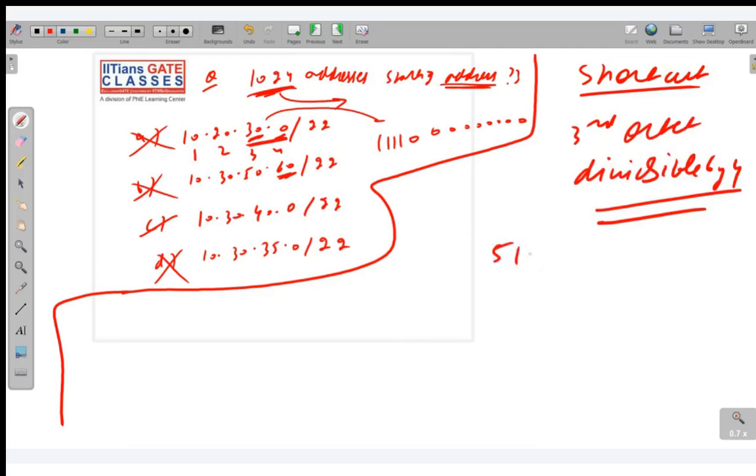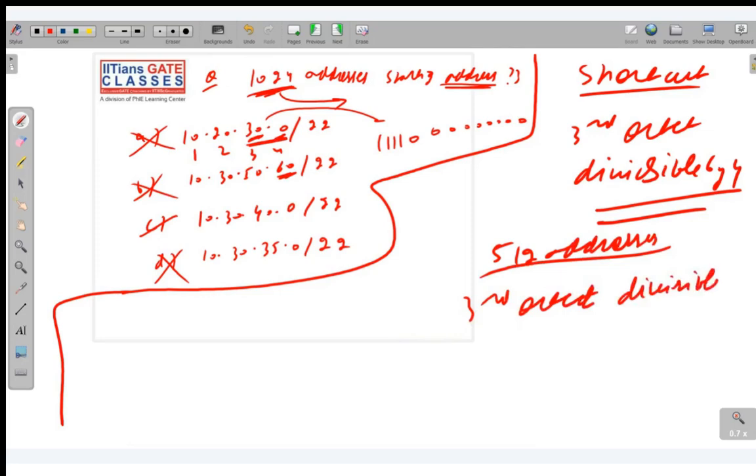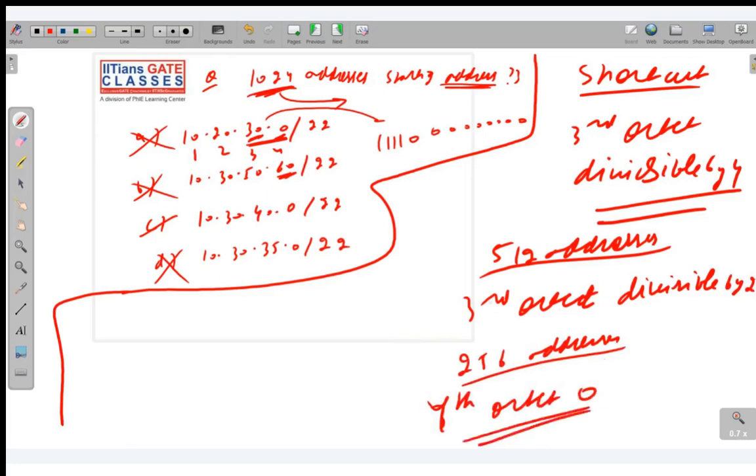Okay, and if we want 512 addresses, then third octet divisible by 2. That's it. Are you getting it? Sir. If we want 256 addresses, then fourth octet 0. That's it. This is the restriction. Fourth octet 0. Okay, forget about third, first, second. It hardly matters. Fourth octet should be 0 for 256 IP addresses.